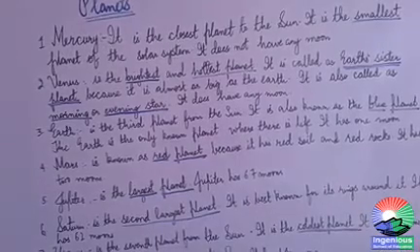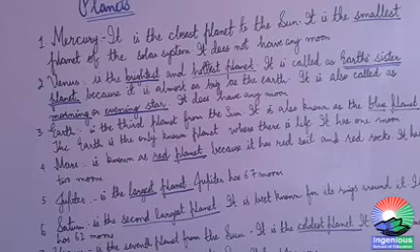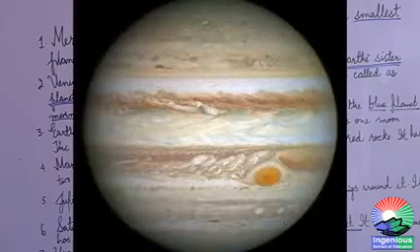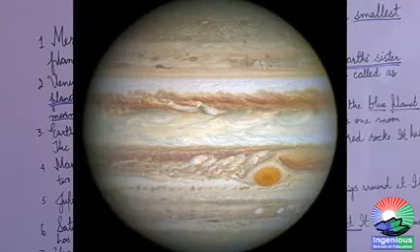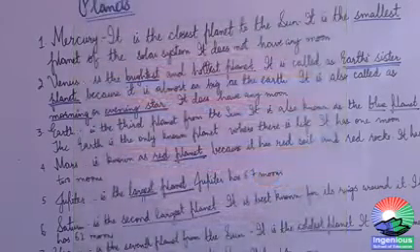Now let's talk about the fifth planet, that is Jupiter. Students, Jupiter is the largest planet of the solar system, and it has 67 moons. Are you getting me?